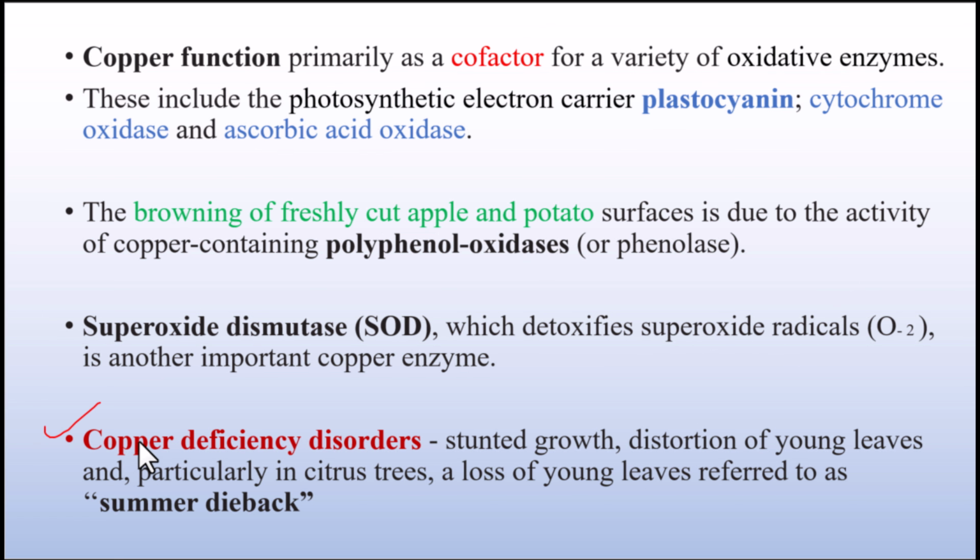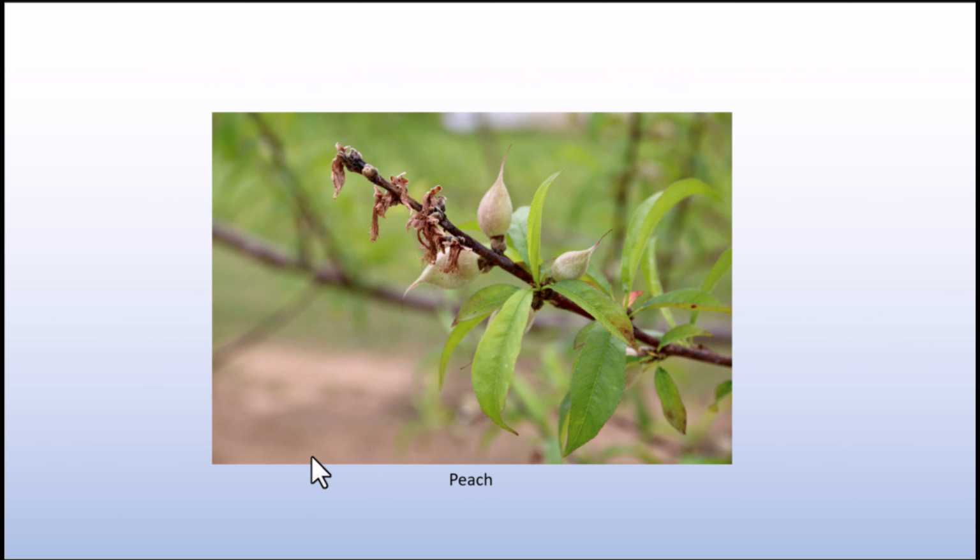The last one is copper deficiency disorder. Copper deficiency includes stunted plant growth and distortions of the young leaves, and particularly in citrus plants the young leaves become folded or die, and this disease is known as summer dieback. So these are some of the disorders or deficiency symptoms that occur due to copper. And this is the picture of the peach plant where the young leaves are completely distorted or dead.